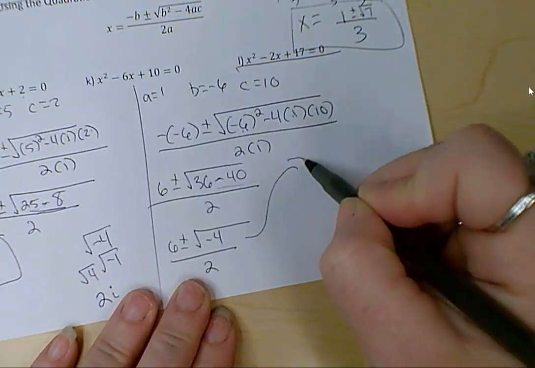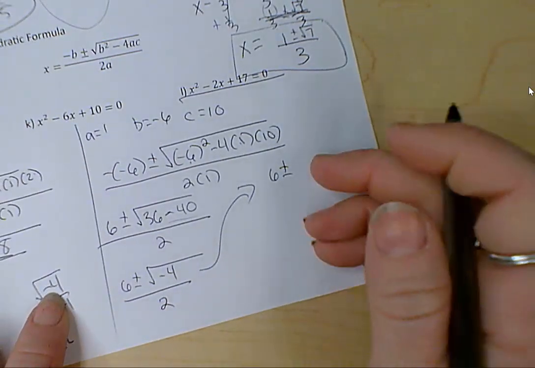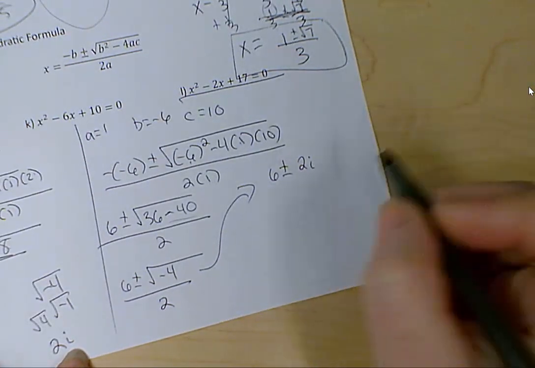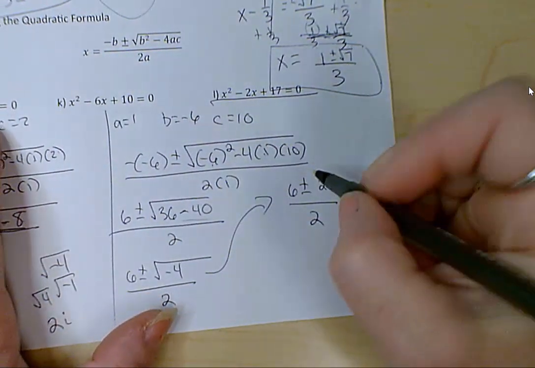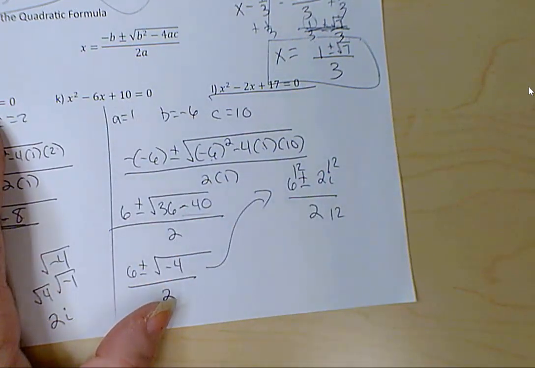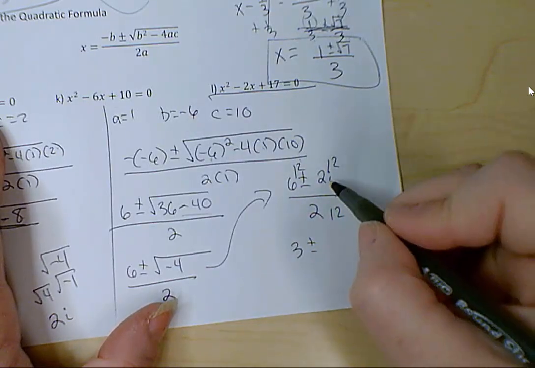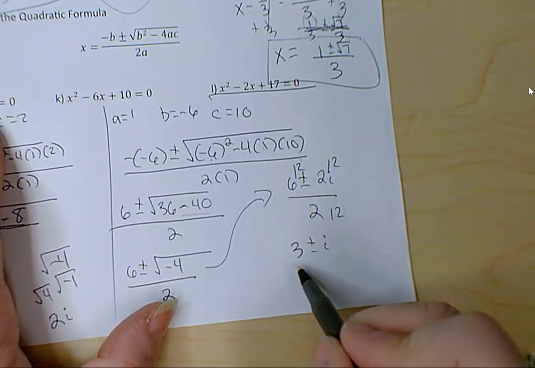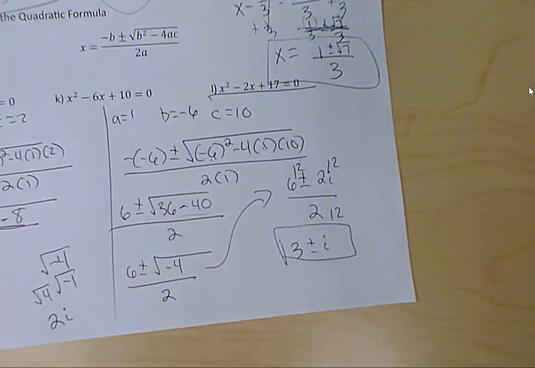So when we simplify this here, this is 6 plus or minus. The square root of negative 4 is 2i over 2. Reduce this fraction. Everything is even, which means it's all divisible by 2. Divide everything by a 2, giving us a 3 here, plus or minus 1i over 1, which we don't need to write. Our two solutions then are 3 plus or minus i.